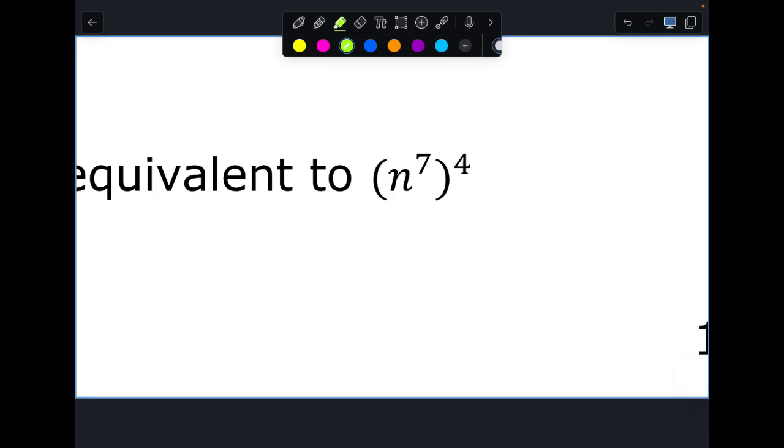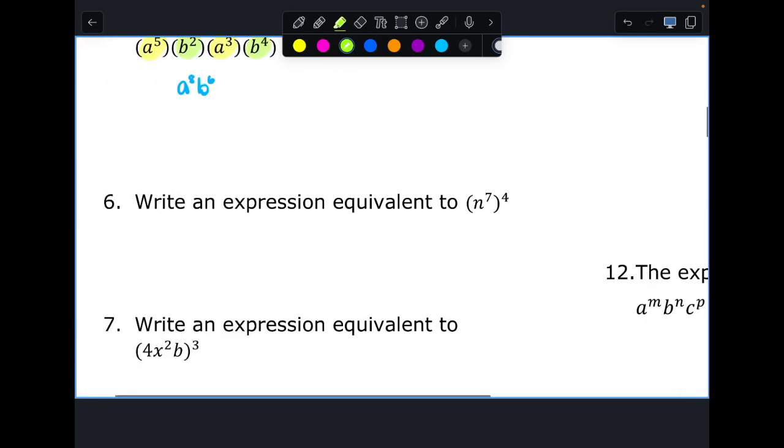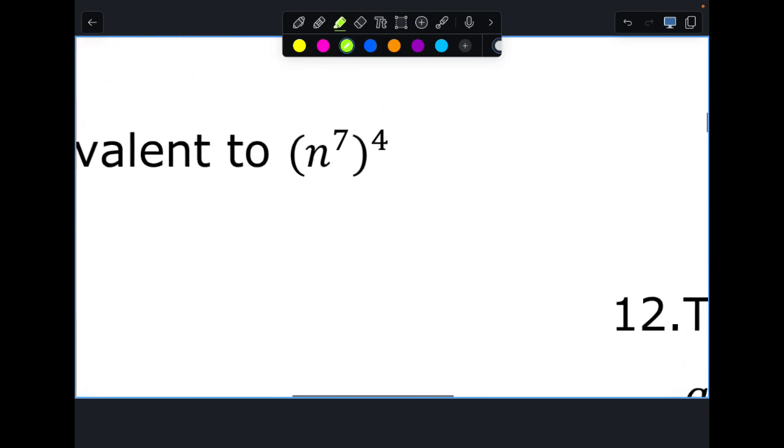Power of a power rule. We use the power of a power rule. Why? Because it has what? Parentheses. And the parentheses tells us to do what with the 7 and the 4? Distribute them, or multiply. And 7 times 4 is 28.